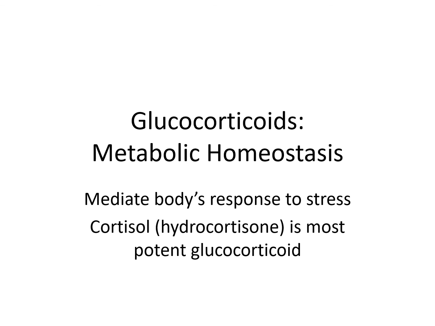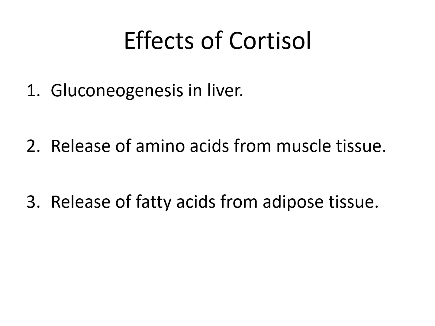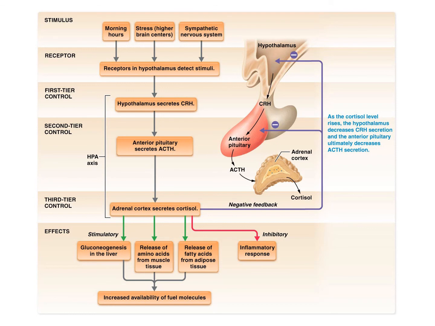So let's look at the glucocorticoids and their effect on metabolic homeostasis. Glucocorticoids are important in mediating the body's response to stress. Probably the most potent glucocorticoid is one called cortisol, also known as hydrocortisone. Here are some of the effects of cortisol. Gluconeogenesis, this means the ability to produce new glucose from the liver. Release of amino acids from muscle tissue, and release of fatty acids from adipose tissue.